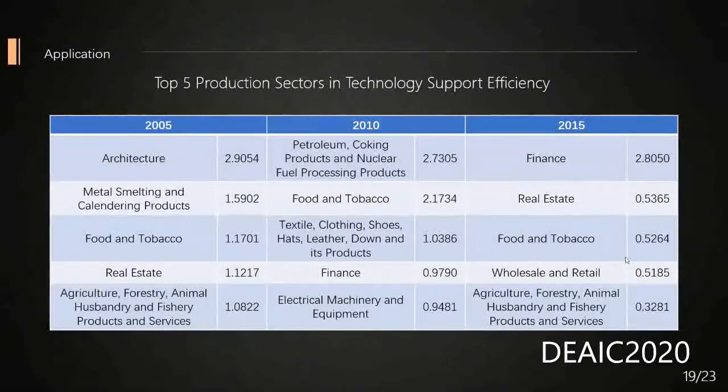This table tells us the top 5 production sectors in technology support efficiency. It's easy to see, in 2005, the top one is architecture. Its efficiency score is 2.9054. And the top five production sectors are architecture, metal smelting and calendaring products, food and tobacco, real estate, agriculture, forestry, animal husbandry, and fishery products, and the rest.